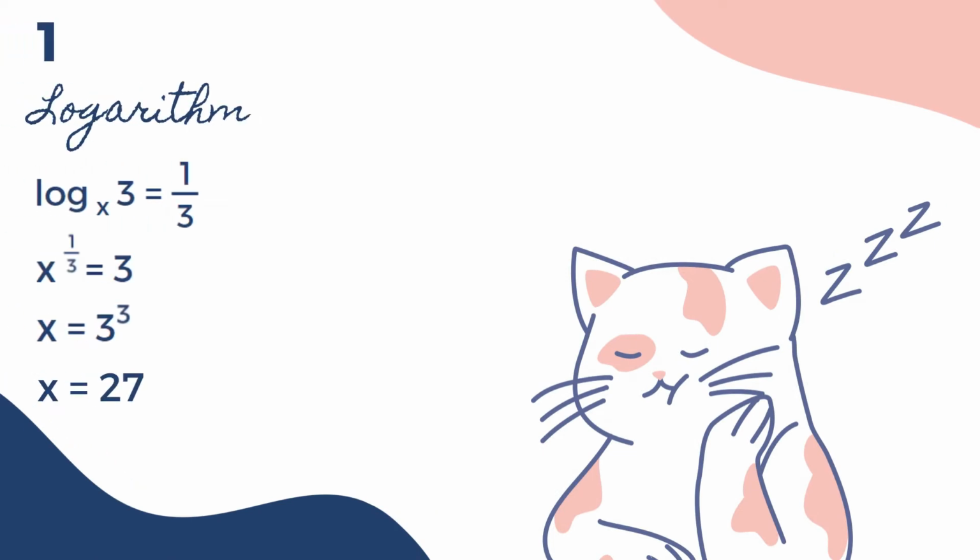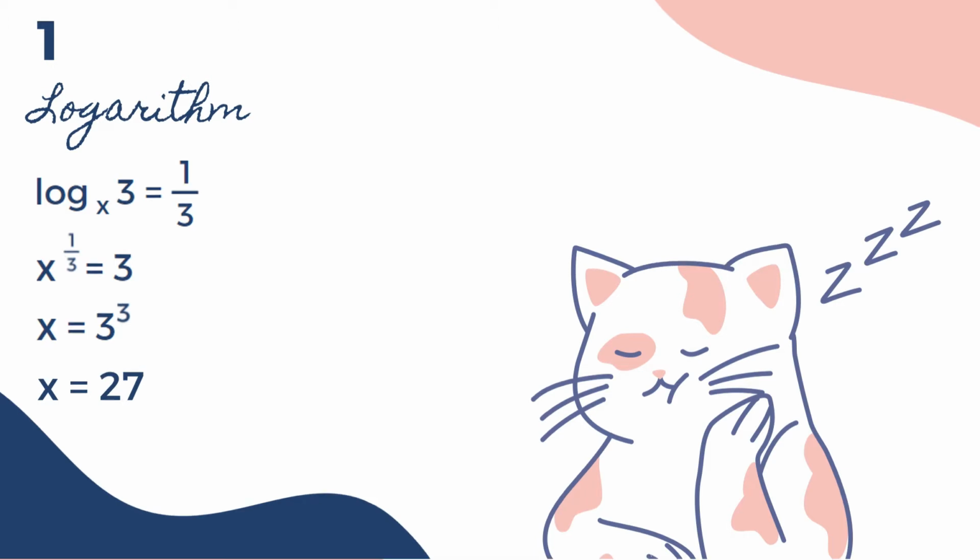In this first slide, this is an example of a logarithmic equation. The logarithmic equation is log base x of 3 is equal to 1/3. We are going to find x by turning it into an exponential equation, which will be x raised to 1/3 is equal to 3. We're going to raise both sides of the equation to the power of 3 so that we will get x is equal to 3 raised to 3, which will then give us x is equal to 27.